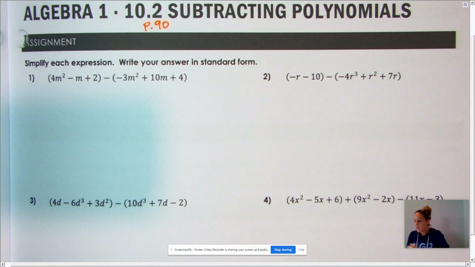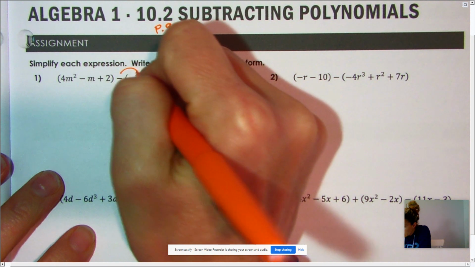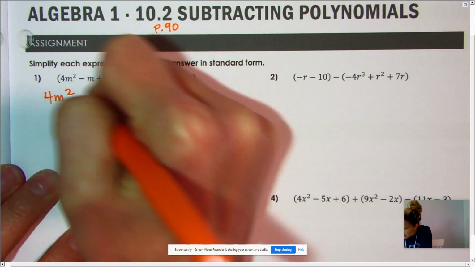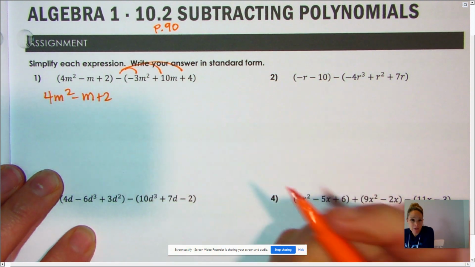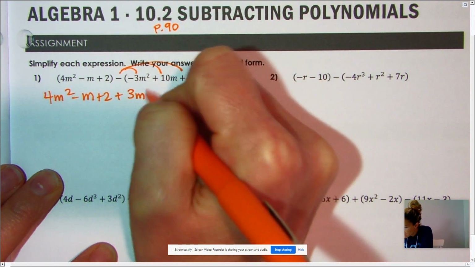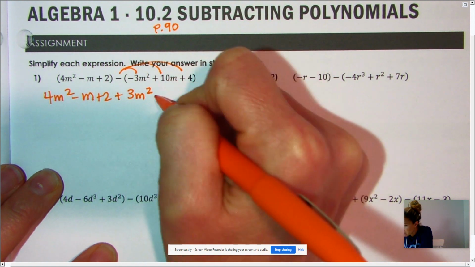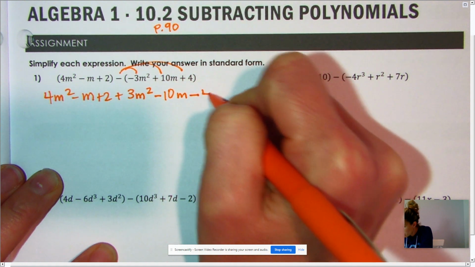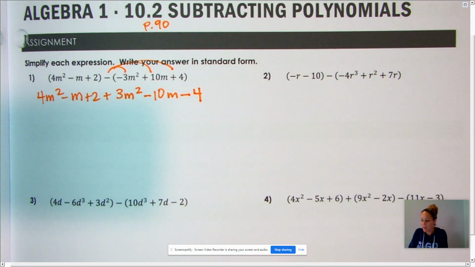For problem number 1, our first step is distribute that negative. So we're going to write 4m squared minus m plus 2. We copy the first one. Then a negative times a negative is a positive 3m squared. Negative times positive is minus 10m. Negative times positive is minus 4. So we are going to combine our like terms.